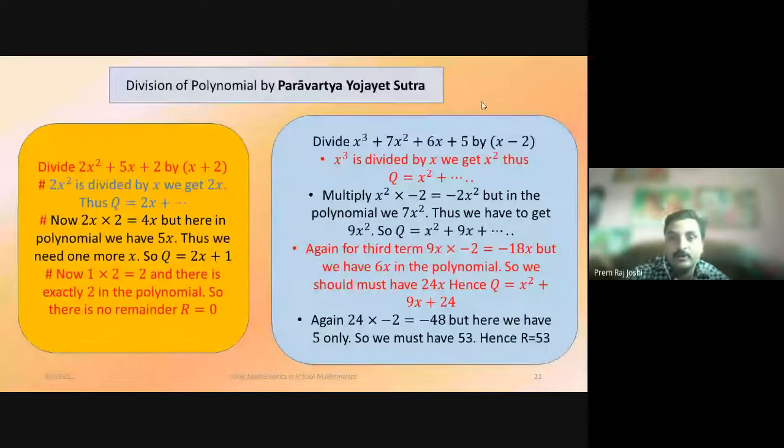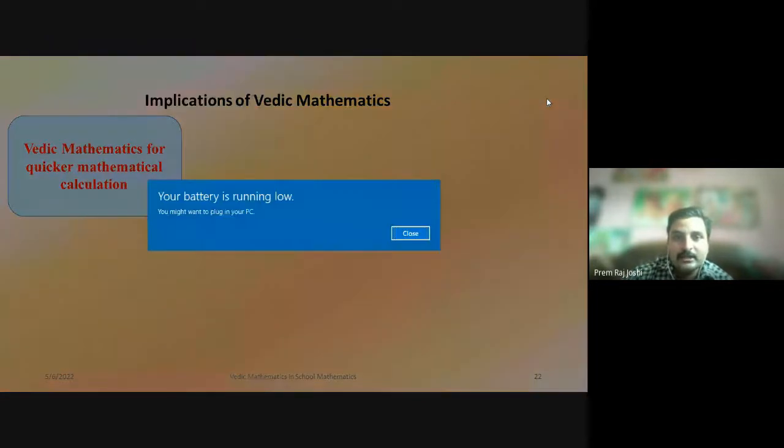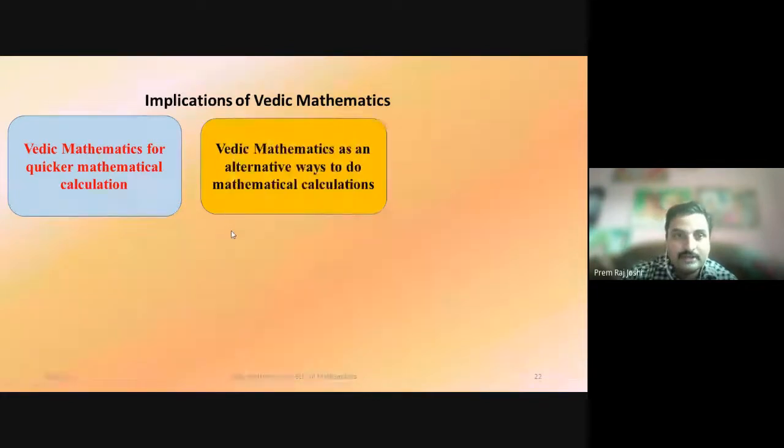So this is the general scheme. So you can explore more and more examples related to this. Now, my battery is running low. Actually, electricity is not available over here. I'm going fast here. These are the implications of the Vedic mathematics.